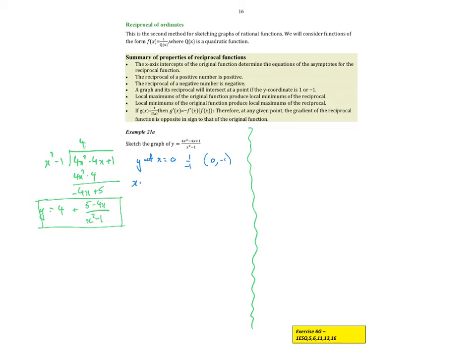So x-intercepts, put y equal to 0. Let's go with the original. 0 is equal to 4x squared minus 4x plus 1. Now, as soon as we have that, it means that really it's just the numerator is the only thing we're concerned about that could equal 0, because the denominator can never be 0.